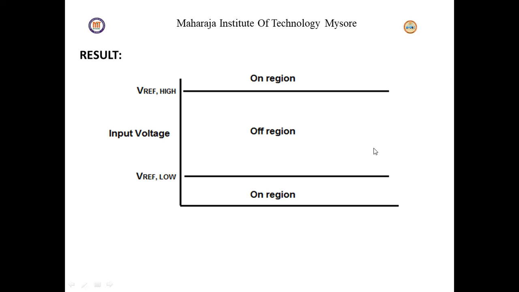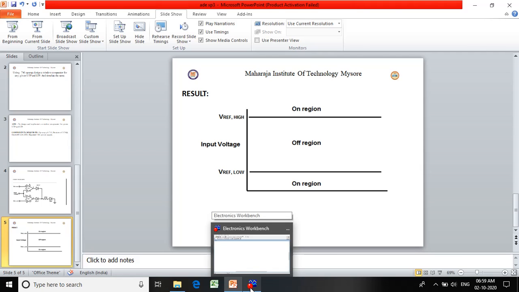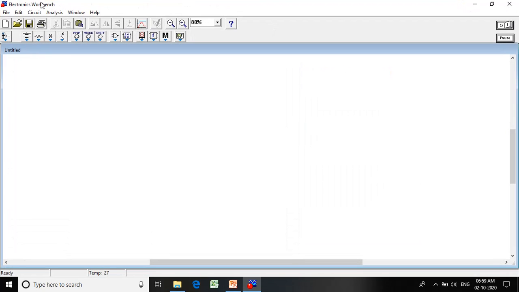Now we'll see how we are going to simulate this circuit using EWB software. This software gives menus and submenus. In the submenus, you can take the components required for your circuit design. You just drag and drop them onto this window, take those components, and connect them to make the circuit, and you can have hands-on experience of the experiment.